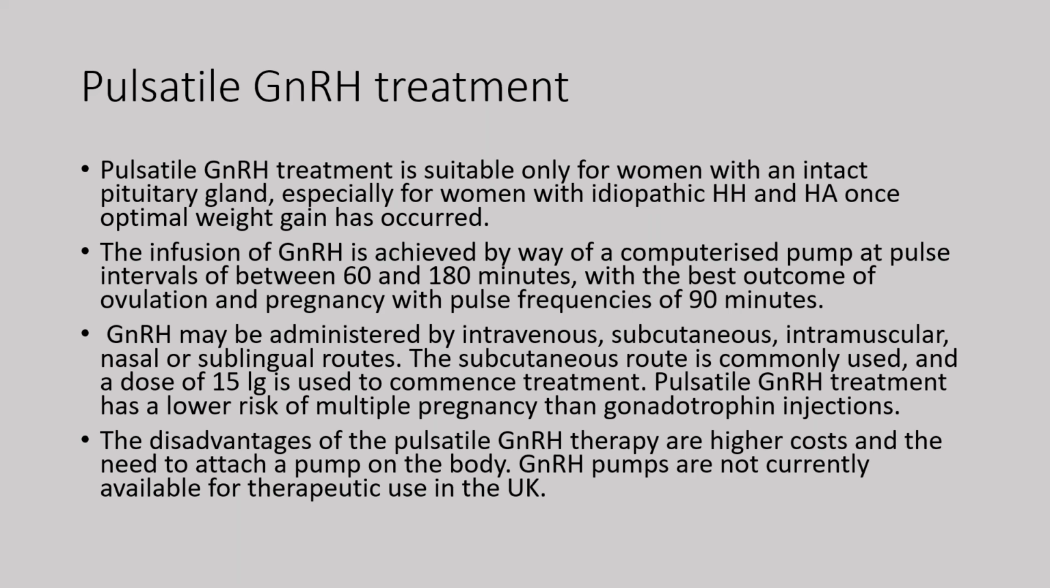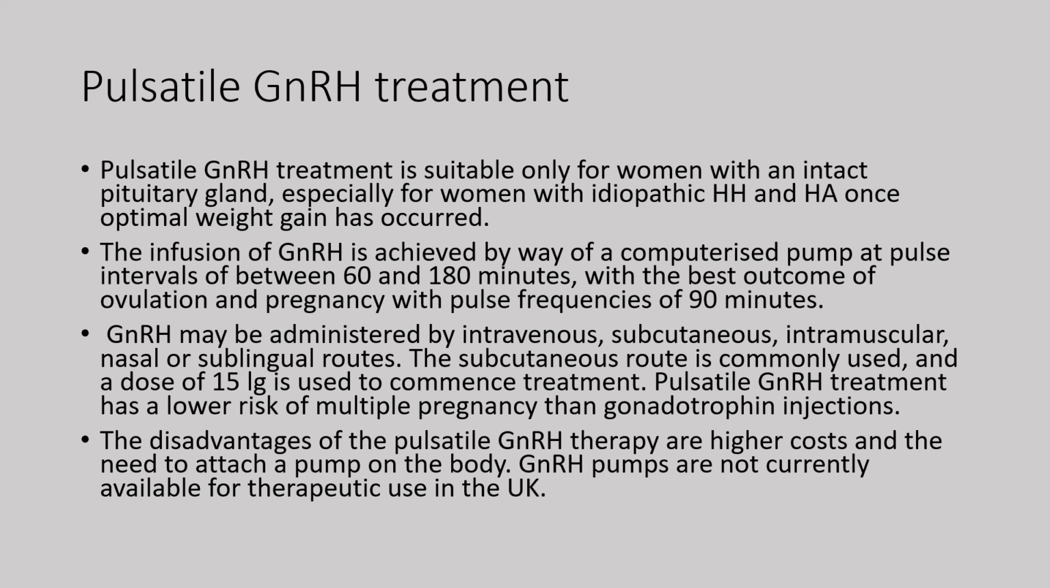So this is the way you can adjust with the best outcome of ovulation and pregnancy, which is seen at the 90 minutes, which is very near to the natural pulses. The GnRH may be administered by the intravenous, subcutaneous, intramuscular, nasal or sublingual routes, and the subcutaneous dose is usually 15 microgram. So 15 microgram is used to commence the treatment.